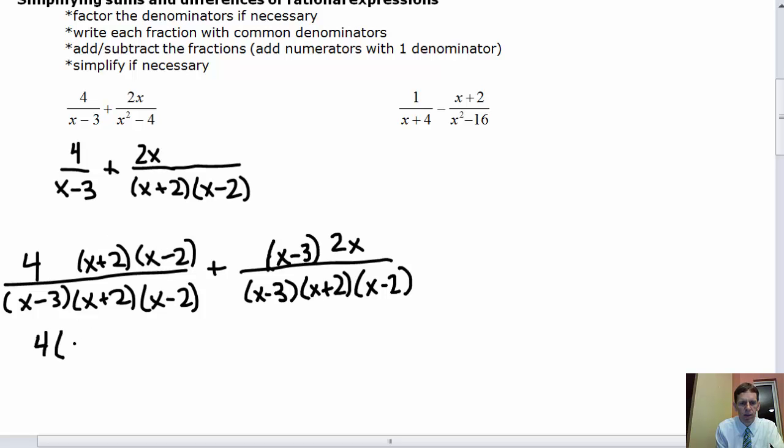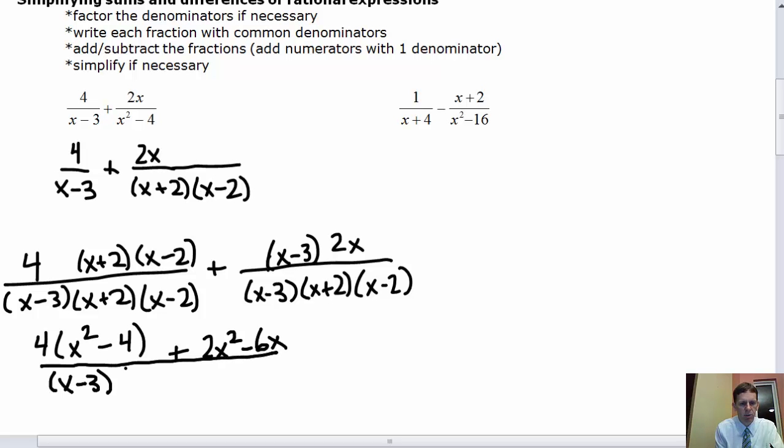X plus 2 times x minus 2 ends up being x squared minus 2x plus 2x, those cancel, minus 4. Kind of reminds us of our difference of squares. For our second term, we have 2x that's going to get multiplied by x and negative 3. So it's going to give us 2x squared minus 6x. It's all over one denominator, which is x minus 3, x plus 2, x minus 2. And it's okay to leave that in factored form. You don't have to multiply out the denominator, but you will the numerator.